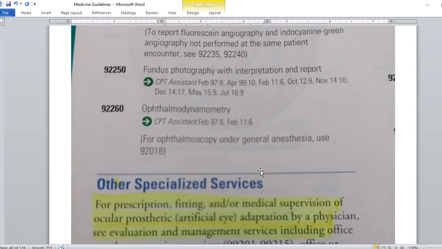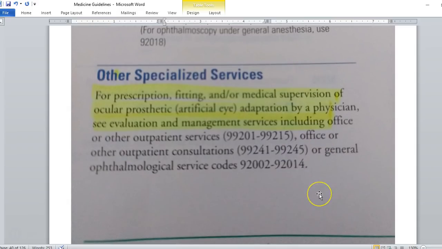We also are going to see things like other specialized services. This is for the prescription and fitting and or medical supervision of an ocular prosthesis, which is an artificial eye adaptation by a physician. Now, we can also see evaluation and management services for this too. So this is different. If someone's coming in to either get fitted for or because we are checking in on their prosthetic eye, then these are the services that we are going to use.